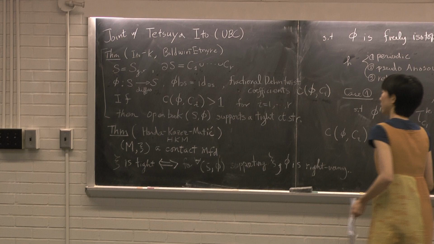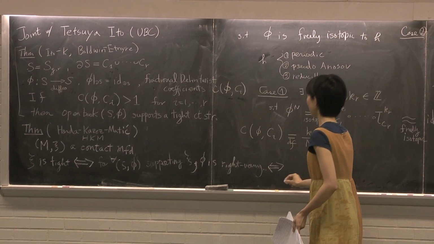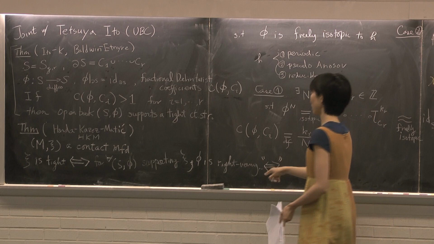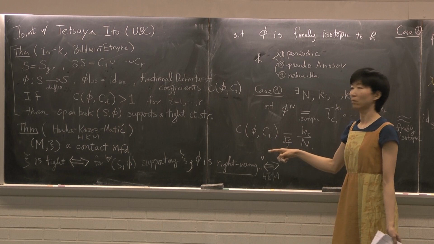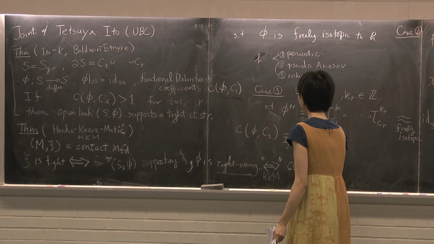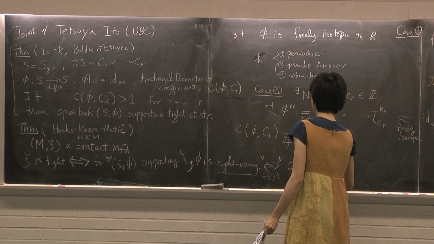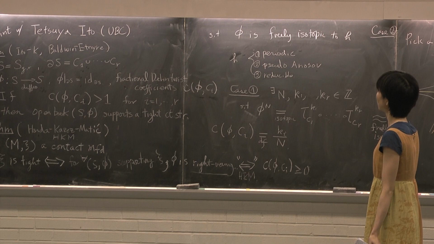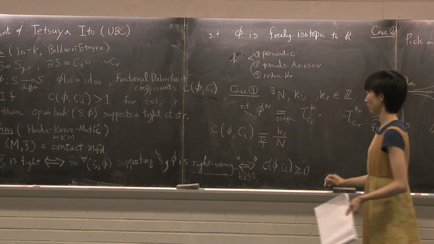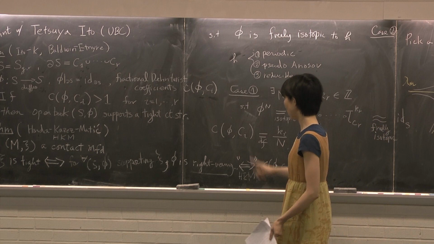And also due to Honda, Kazez and Matić. This is roughly speaking. They proved a more precise statement, but roughly speaking, they proved that right-veeringness, I will explain soon, you can translate into the language of the Dehn twist coefficient and see c(φ) relative to C_i is positive. So for the pseudo-Anosov case, you can drop this equation. And for the reducible case, sometimes you need this equation. So there is some subtle statement. Anyway, positive Dehn twist coefficient is equivalent to right-veering. And I have to define what right-veering is.